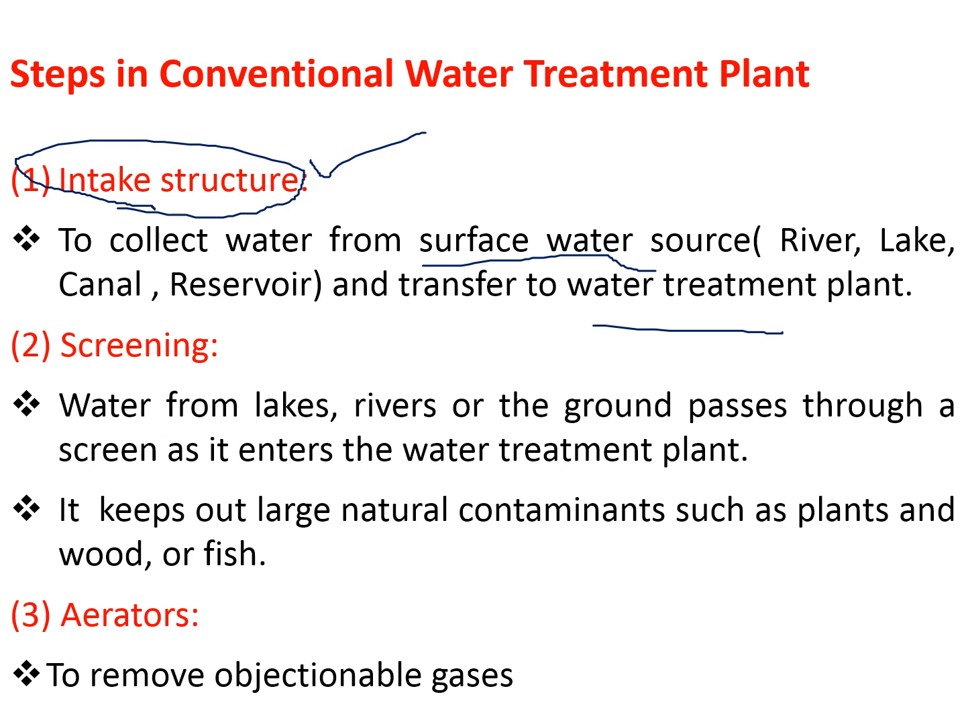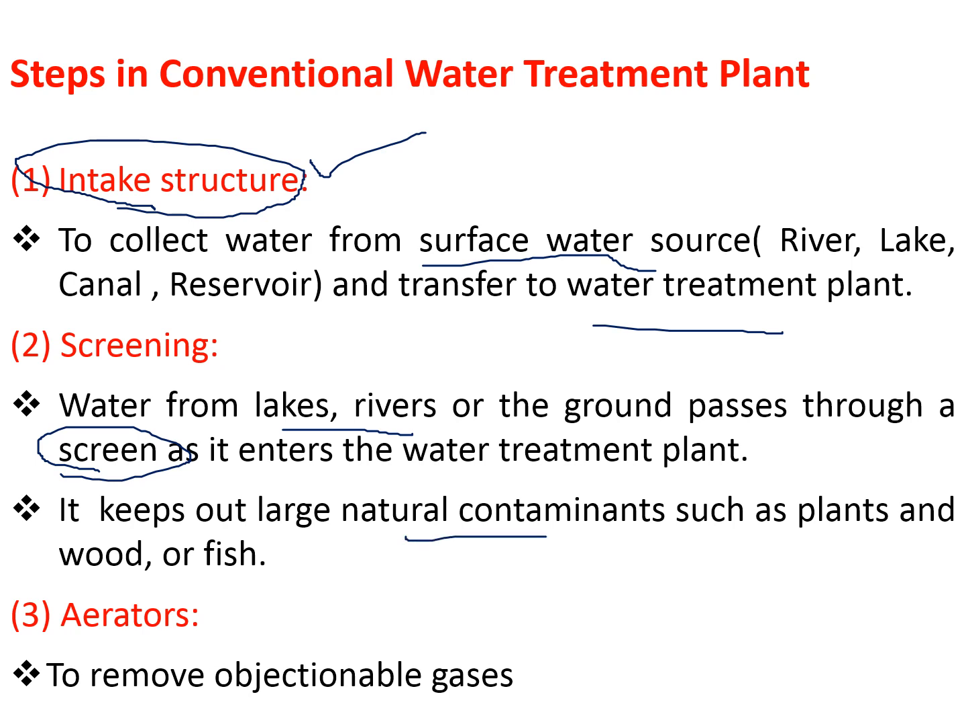Generally this surface water source may have some large floating impurities. So before applying it to any water treatment plant, these have to be removed with the help of screens. Screens are nothing but bars provided at certain spacing, so that they do not allow large floating impurities such as tree trunks or other floating impurities to pass through, and they keep all the natural contaminants away from it.